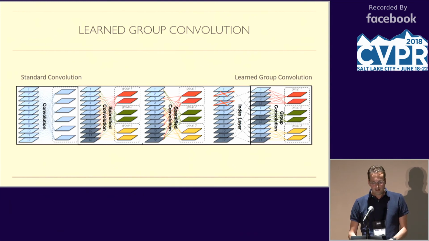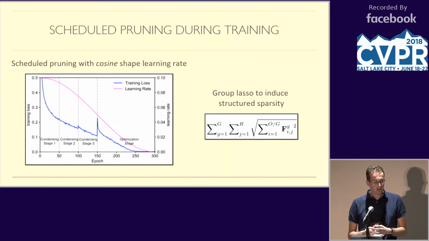During training, we employ a scheme that progressively prunes away connections from the network in 3 stages, and we use a cosine-shaped learning rate schedule. To encourage groups of filters that are relatively unimportant for the final classification decisions to have small norms, we use a group lasso regularizer that encourages the desired sparsity pattern during learning.